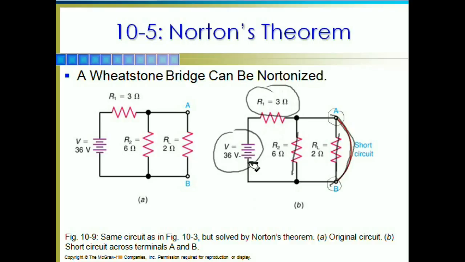Well, 36 divided by 3, we're going to end up with 12 amps. So our current source is going to equal 12 amps. Now we're going to pull that short circuit away and pull our load away and short across our voltage source. And once again, look at the value of the circuit back from points A and B.